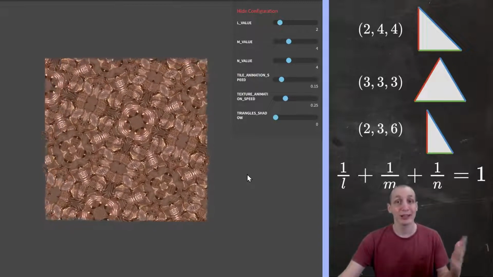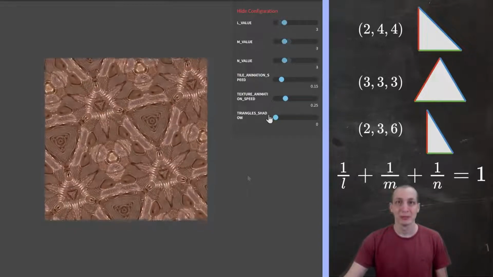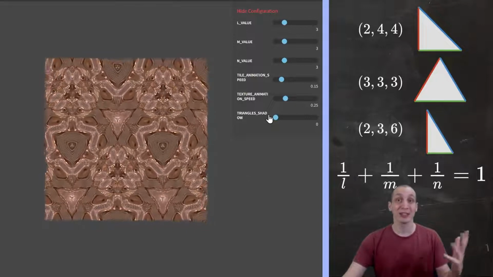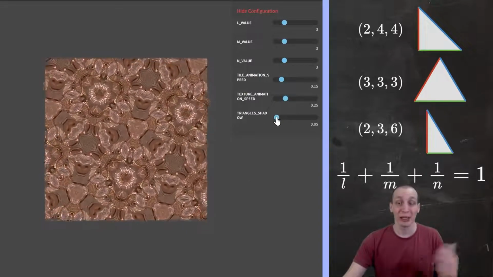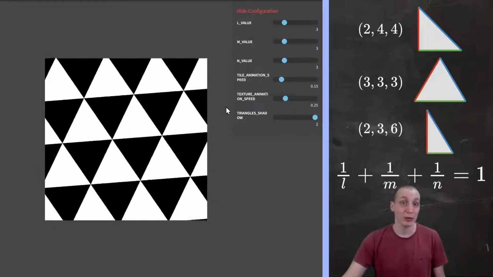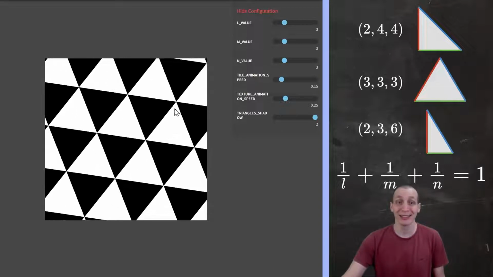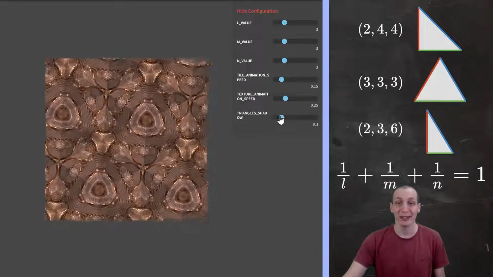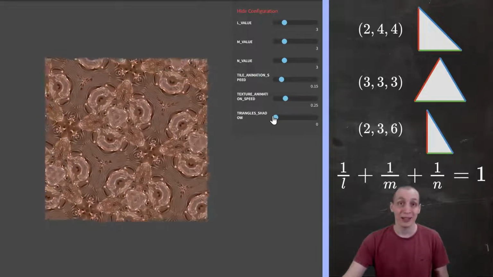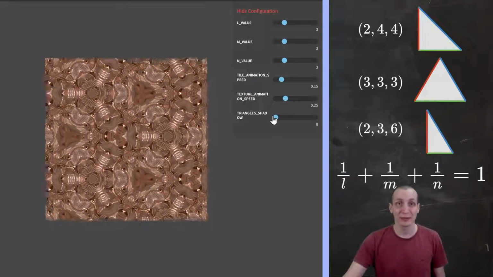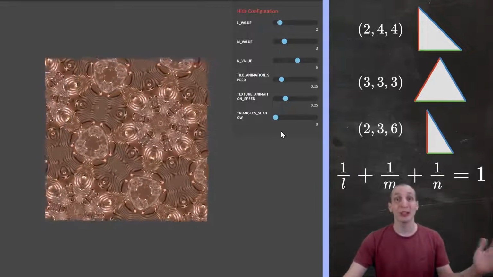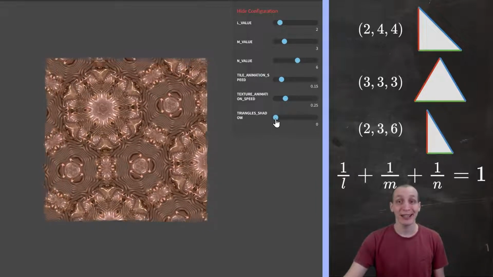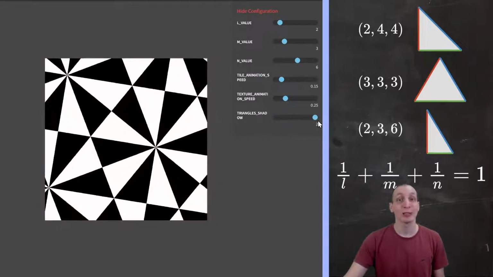Let's look at the 3, 3, 3. So this is the tiling with the 3, 3, 3 triangles. So for example, let's add back the black triangles. So you see, these are all 3, 3, 3 triangles. And I can remove them again and see the texture. And let's look at the 2, 3, 6. So this is the 2, 3, 6. And again, I can add back the black and white triangles.